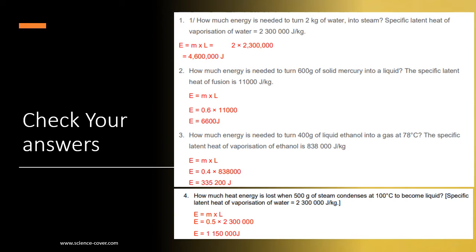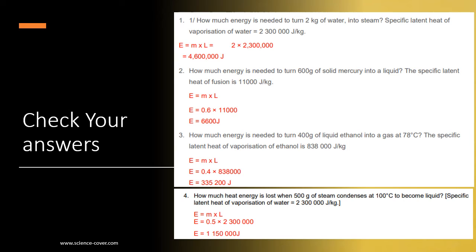How much energy is needed to turn 600 grams of solid mercury into liquid? The specific latent heat of fusion is 11,000 joules per kilogram. So the energy is the mass times by the latent heat. So it's 0.6 times by 11,000, which gives us 6,600 joules. How much energy is needed to turn 400 grams of liquid ethanol into a gas at 78 degrees Celsius? Specific latent heat of vaporization of ethanol is 838,000. So the energy is the mass times by the latent heat, which is 0.4 multiplied by 838,000, which is 335,200.